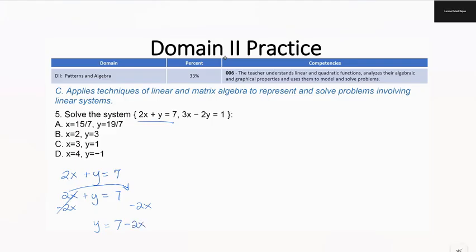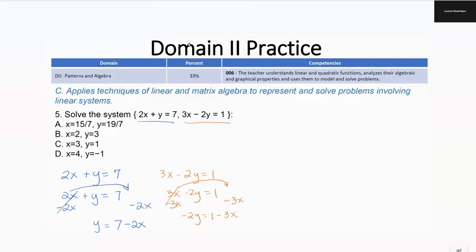Now, the second equation is this. Same thing we're going to do. 3x minus 2y equals 1. Let me write that. 3x minus 2y equals 1. I'm going to write this in the form of y equals. I'm going to move this on the other side. It means I'm going to take the opposite sign, minus 3x on both sides. That's gone. I'm left with negative 2y equals 1 minus 3x.